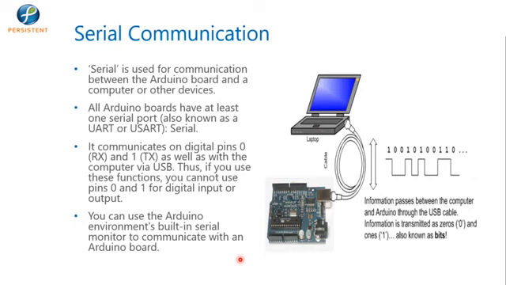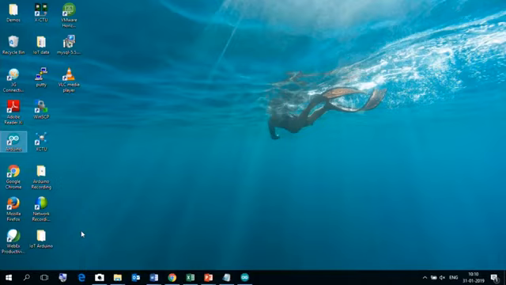It communicates on digital pin 0 as RX, the receiver, and on digital pin 1 as the transmitter, as well as with the computer via USB. Thus, if you use these functions, you cannot use pin number 0 and 1 for digital input or output. Keep them open. You can use the Arduino environment's built-in serial monitor to communicate with an Arduino board here. Let's see one demo.